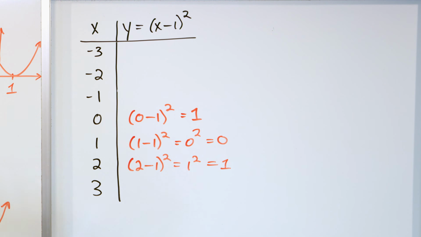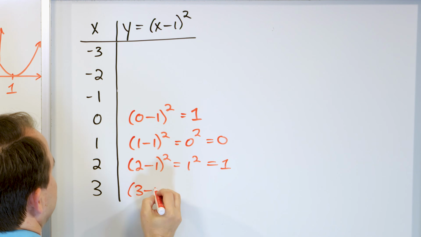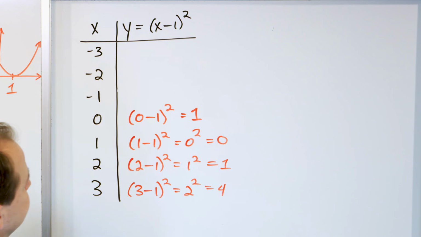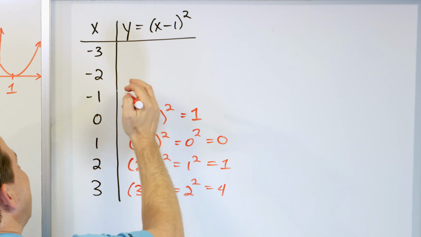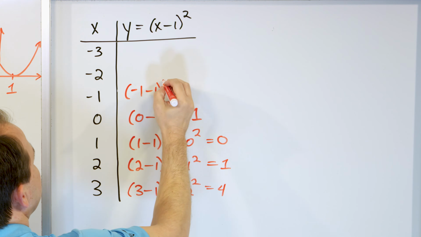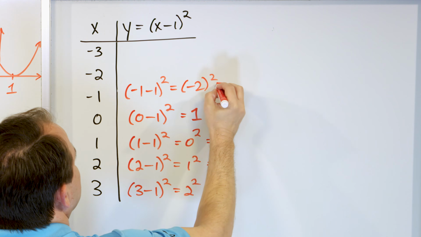But let's go ahead and finish the table because it's helpful. 3 plugged into here will be 3 minus 1 quantity squared, which is 2 squared, which is 4. All right, so we have these values. Let's go to the negative territory, right? So we're putting negative 1 in here. Negative 1 minus 1 quantity squared, that's negative 2 quantity squared, which is 4.